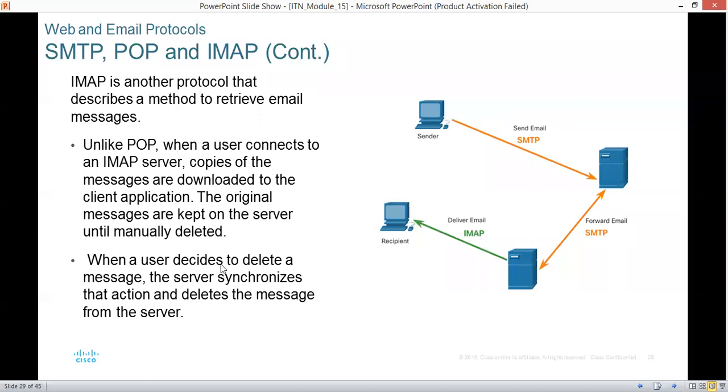And when a user decides to delete a message, the server synchronizes that action and deletes the message from the server. But at first, it drops an instance of the message on the client side and keeps the original on the main server until manually deleted. But when a user decides to delete a message, the server synchronizes, and that action deletes the message even right from the server.